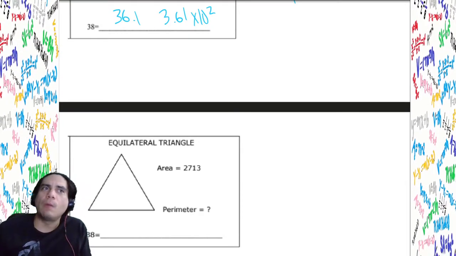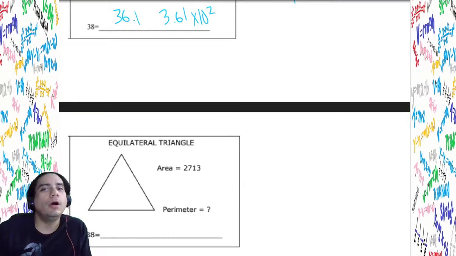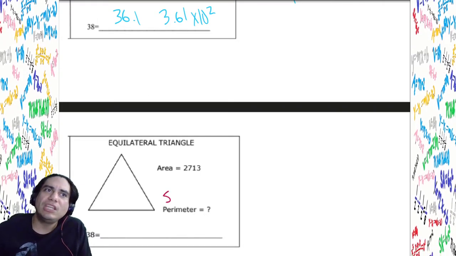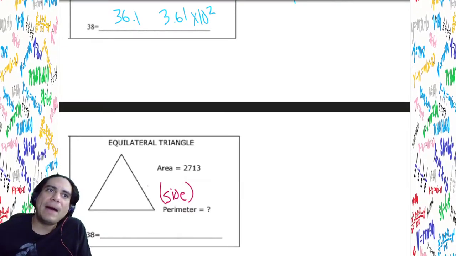So check out this problem right here. We got ourselves an area, and they're asking for the perimeter. Uh-oh, we're going to be working backwards right here. And how do we get perimeter? Well, we get that side and multiply it by 3.